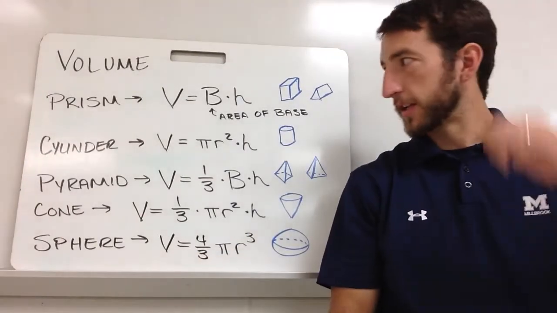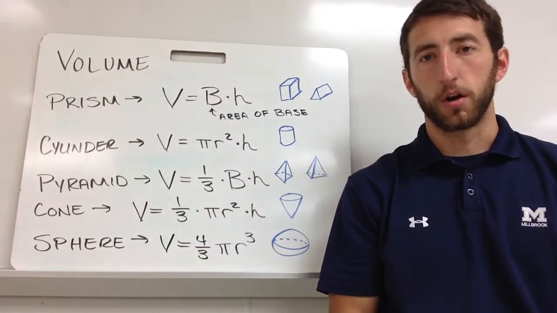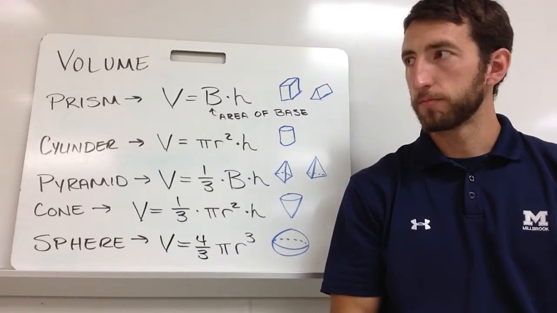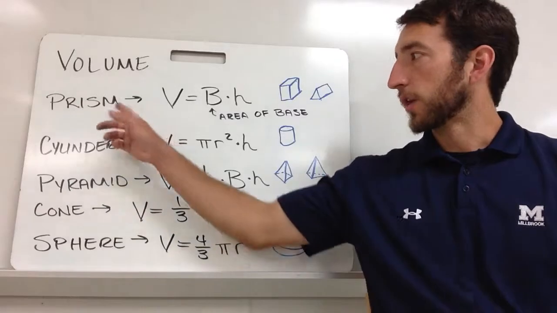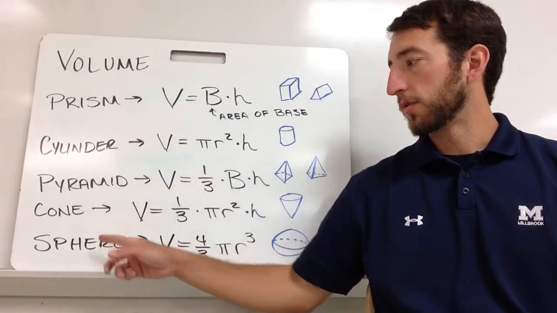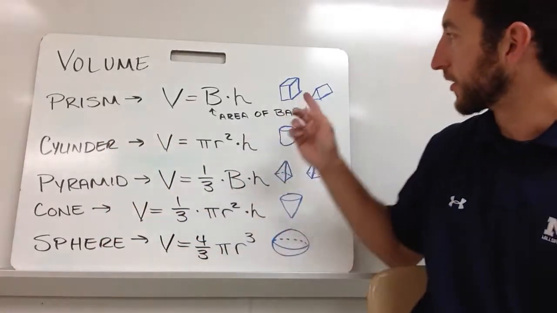Hey class. All right, today we're going to talk about volume of different three-dimensional shapes. We're going to talk about five of them: a prism, a cylinder, a pyramid, a cone, and a sphere. They all look like this.